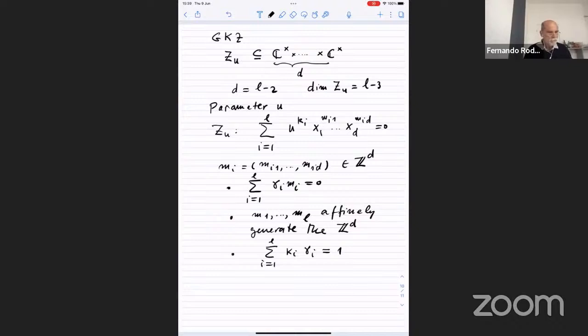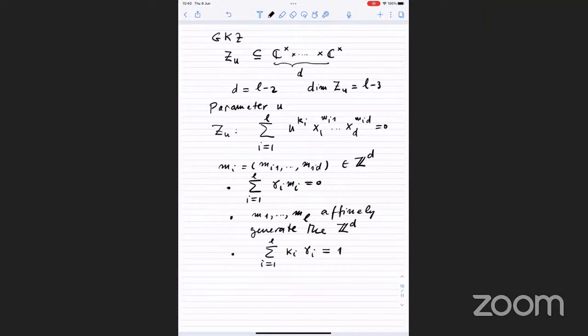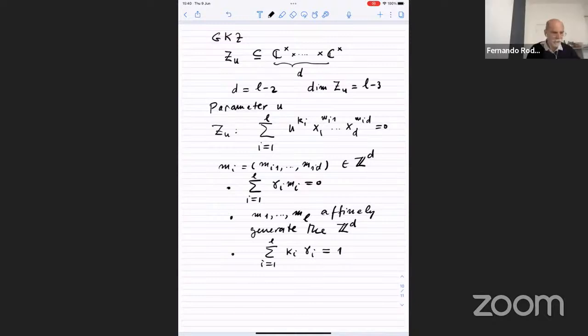Excuse me, what does affinely generate? Well, in practice you can say, okay, I subtract one of the vectors from all of them. One of them is 0, so throw that one away. And then the remaining ones, you want them to span the lattice. Okay, thank you.